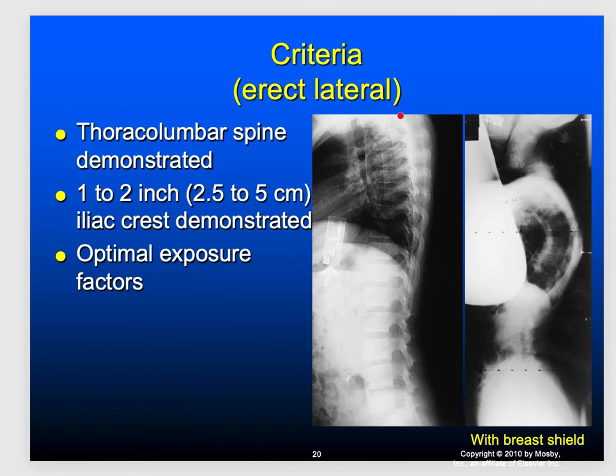Your criteria of the erect lateral, you want the thoracolumbar spine demonstrated, 1 to 2 inches of the iliac crest demonstrated, optimal exposure factors. You can see that this is with a breast shield right here. So make sure that that breast shield doesn't come into your T or L spine. Okay, so this here doesn't have all your T and L spine. You're clipping a little bit, so this is probably a smaller cassette than what you've got over here. So this could be something that's going to have to be imaged as far as the T-spine and then the L-spine to get everything.